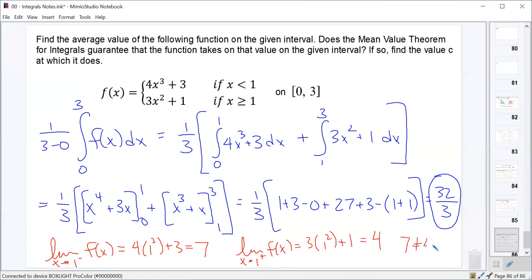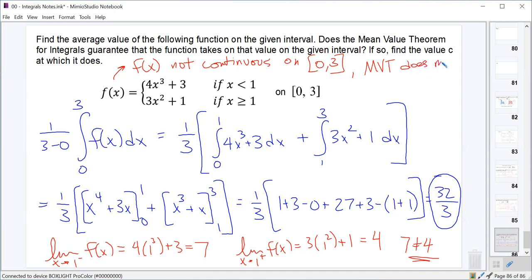Since 7 doesn't equal 4, we can see that f of x is not continuous on the interval 0, 3, because it has a jump discontinuity at x equals 1. So we'll say the mean value theorem for integrals does not apply. And it is not guaranteed that f of x actually hits 32 thirds somewhere on that interval between 0 and 3. That doesn't mean that it doesn't, but the mean value theorem just doesn't guarantee that it does.